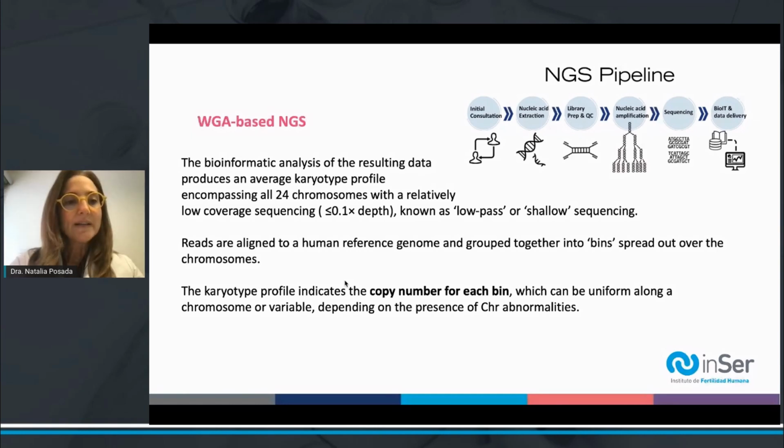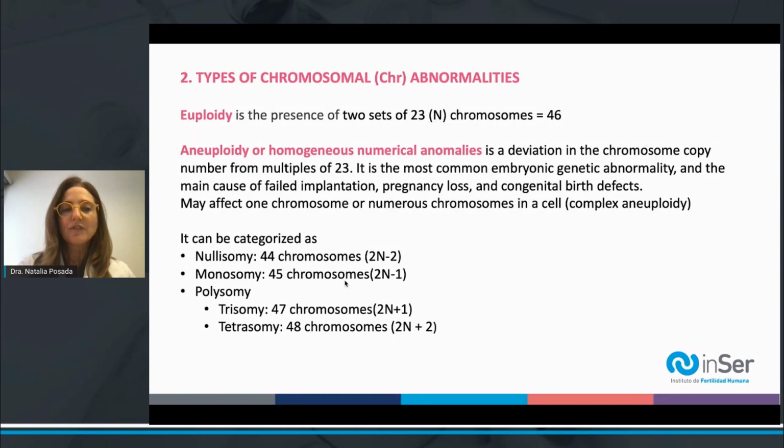So we call a cell euploid when it has two sets of 23 chromosomes, in other words, 46 chromosomes. Whenever there is a numerical abnormality that affects a chromosome homogeneously, it's called an aneuploidy, and it's a deviation in the chromosome copy number from multiples of 23. Aneuploidies are the most common embryonic genetic abnormality, the main cause of failed implantation, pregnancy loss, and congenital birth defects.